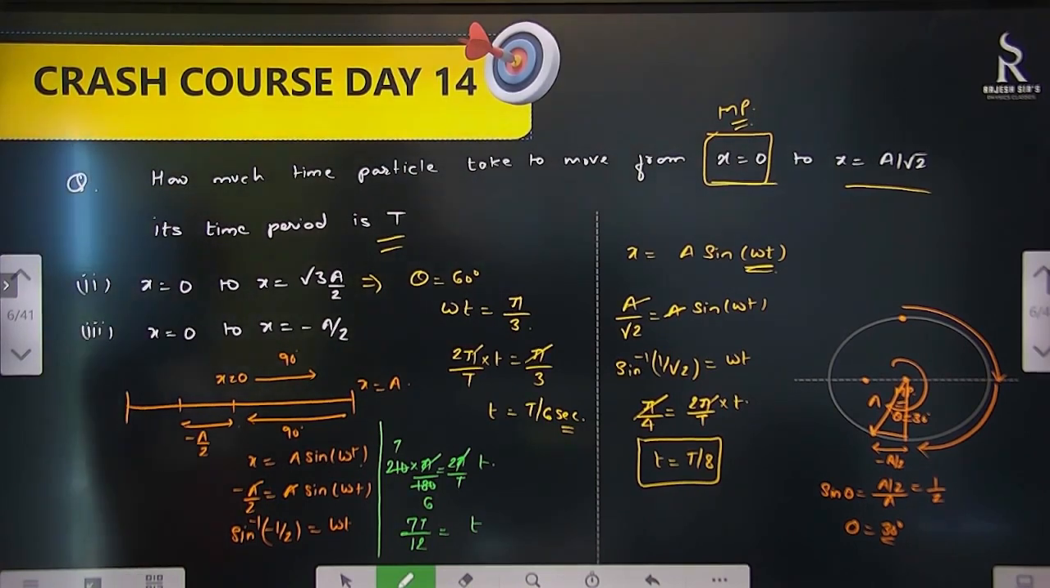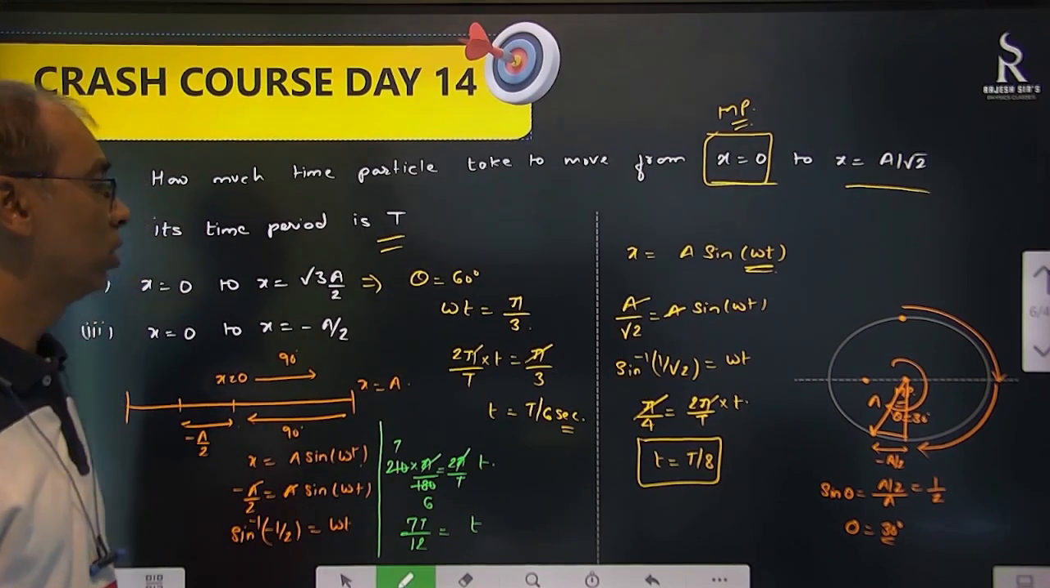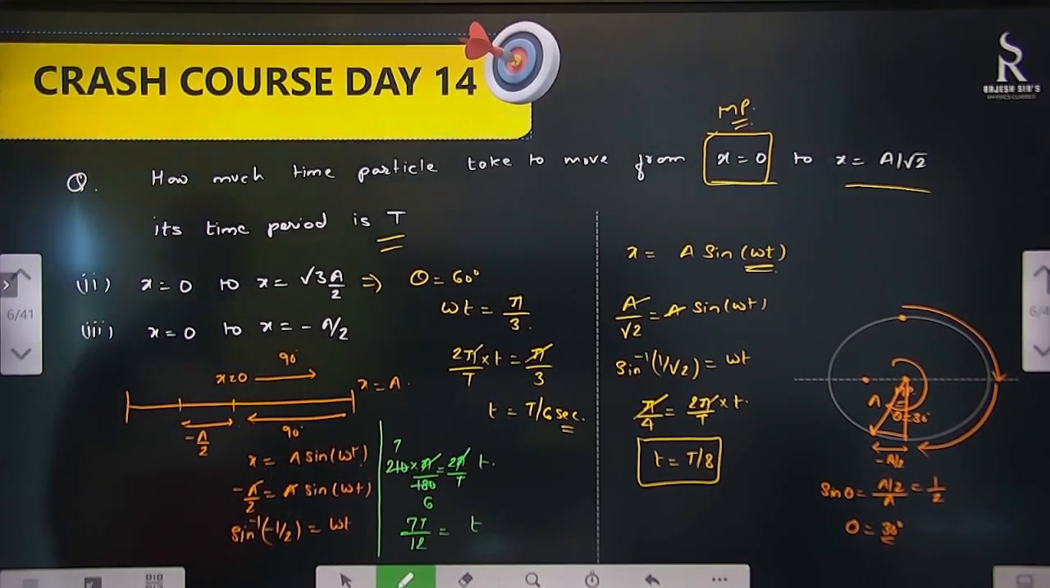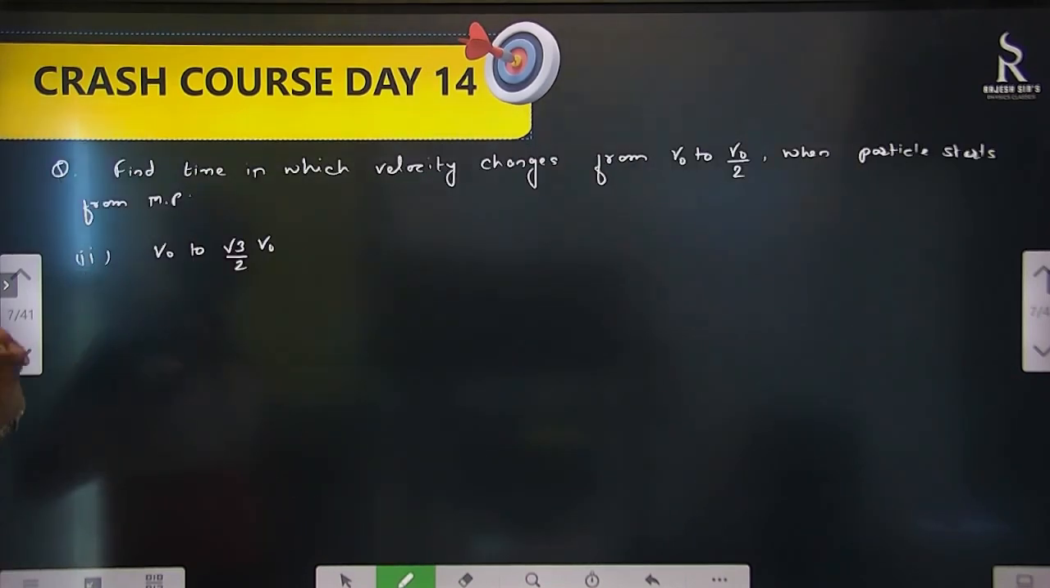No, sir. Okay, good. Okay, so fine. This is how we can solve position and time problems. Okay, then now we are going for velocity.